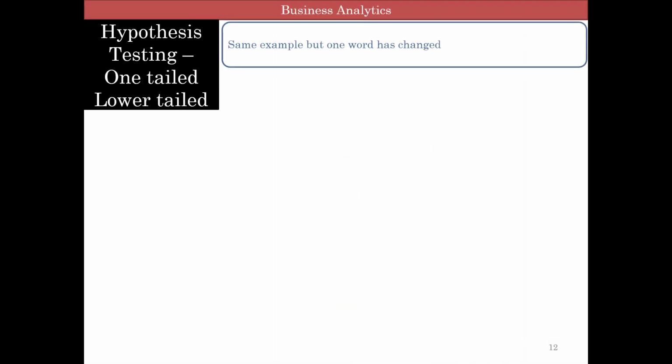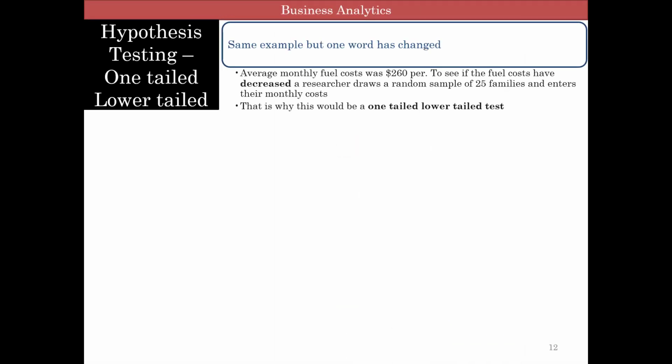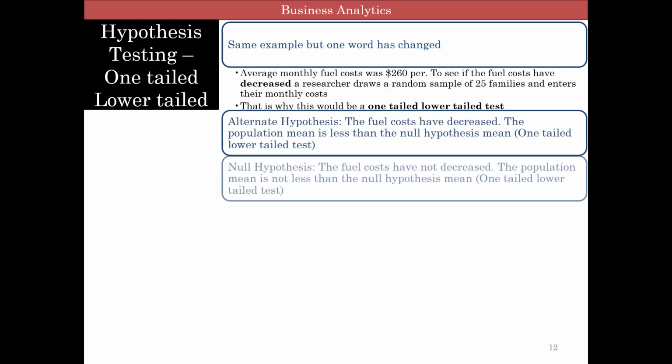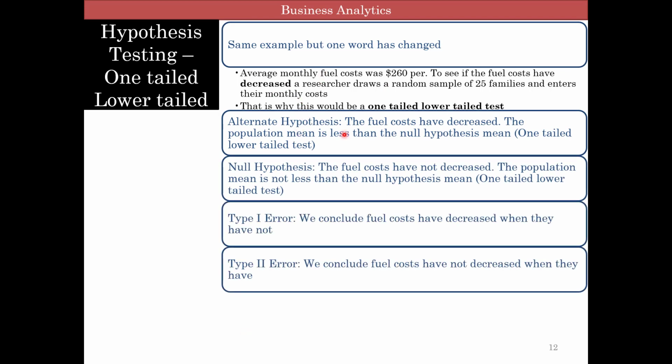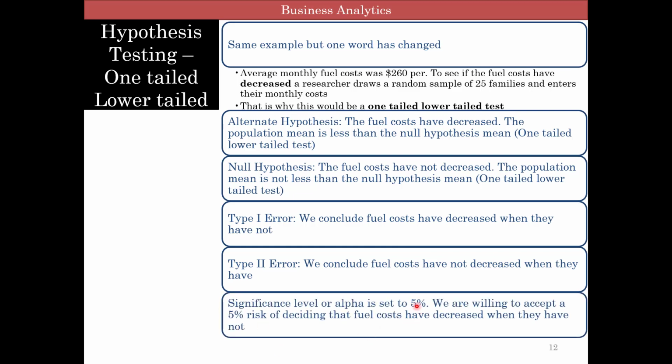Now we're going to look at a lower tail test. Again, same example. It's just changed. We're saying fuel costs have decreased. And here's the alternate and null hypothesis, type 1 and type 2 error. I am not going to go through this now. You can read it. I think all of you should be comfortable on how to do hypothesis, null hypothesis. We are going to use alpha 5% here.